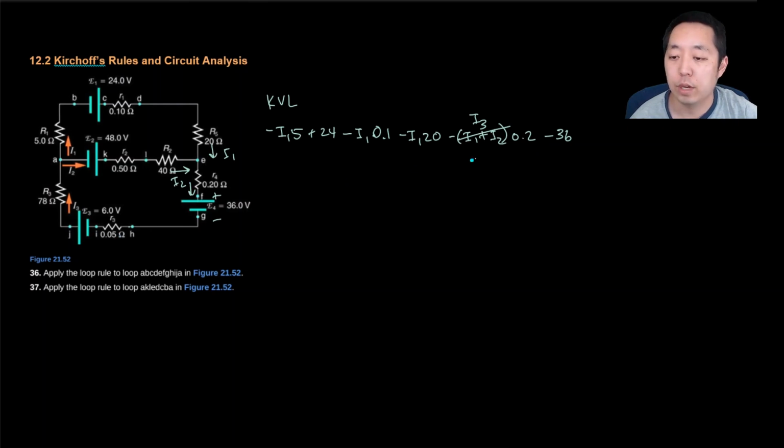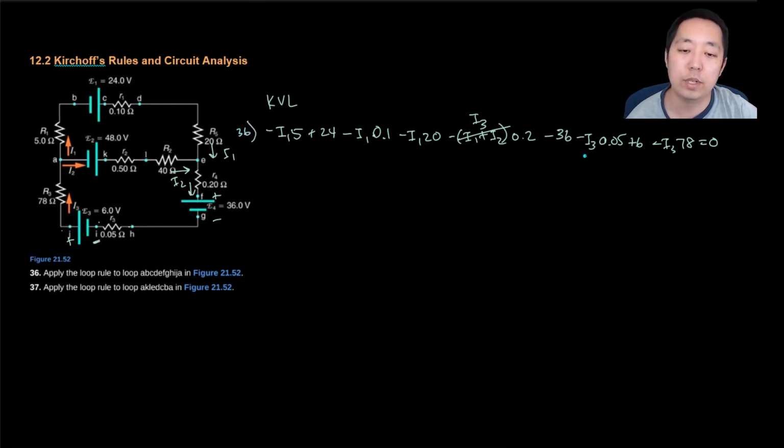And then I3 drops through there, so it's minus I3 times 0.05. Then we gain 6 volts, because this is the positive terminal and this is the negative terminal. Then I drop I3 times 78 here, minus I3 times 78. The sum of that has to be 0 because we came back to where we started. So that's problem 36, and you can simplify it by combining all the I1s and all the I3s together if you wanted to.